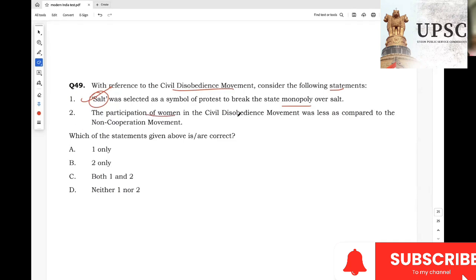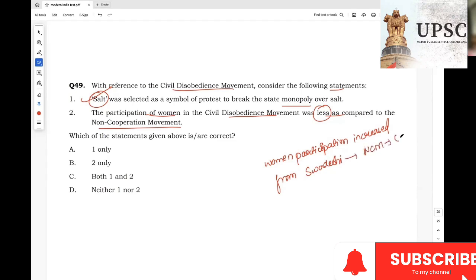The participation of the women in the CDM was less as compared to the non-cooperation movement. Arey bhai, ye kab hua? No. So women participation increased from Swadeshi to NCM to CDM to Quit India movement.